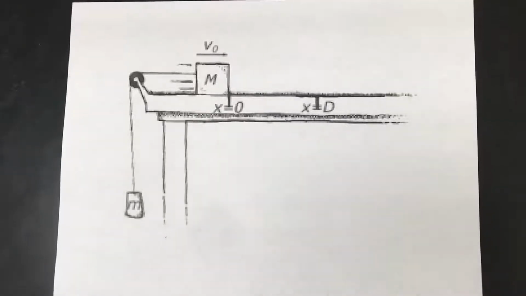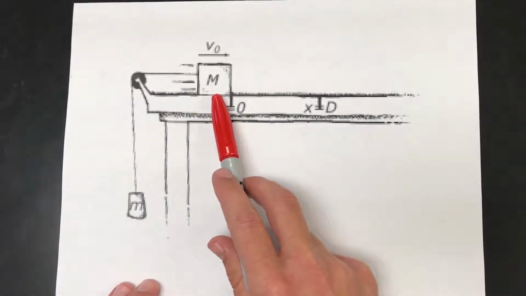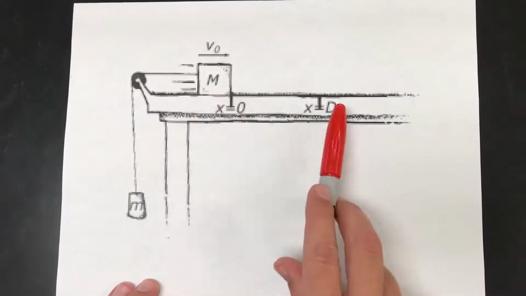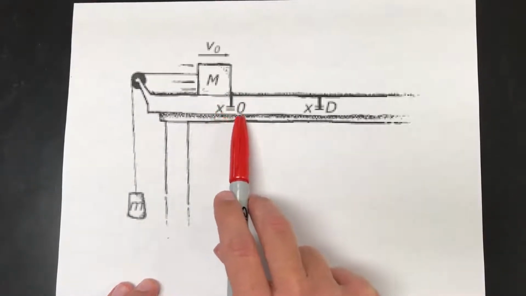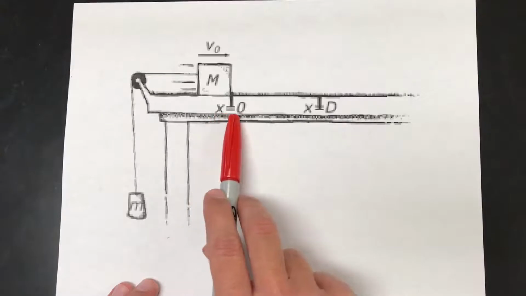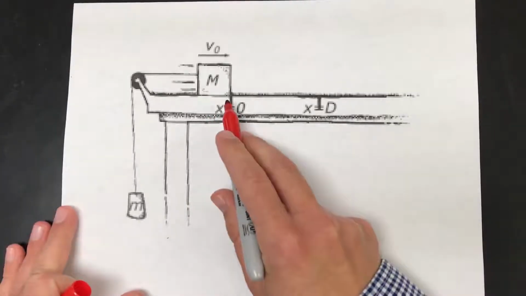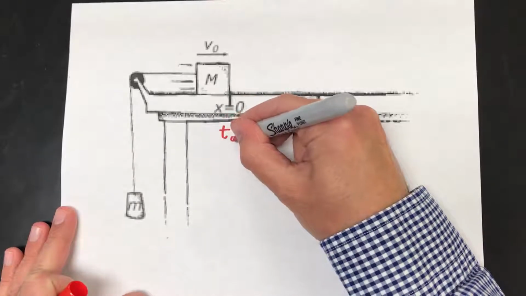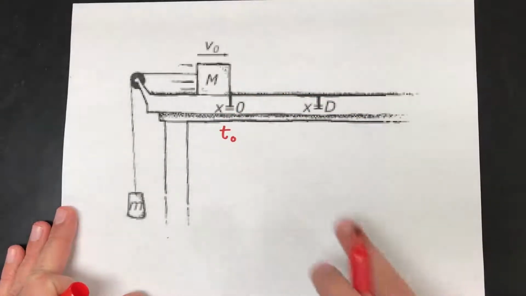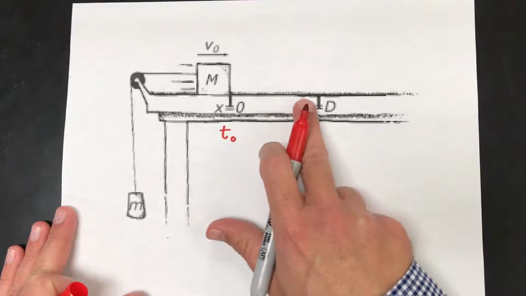So here's another modified Atwood machine problem. They say that we hit this block, capital M, to the right, so that right at the beginning of the problem, this says, I know it's a little blown up and granulated here, x equals 0. That's where it starts, and it's going to move, and that's going to happen at what they say is t0, so at time 0.